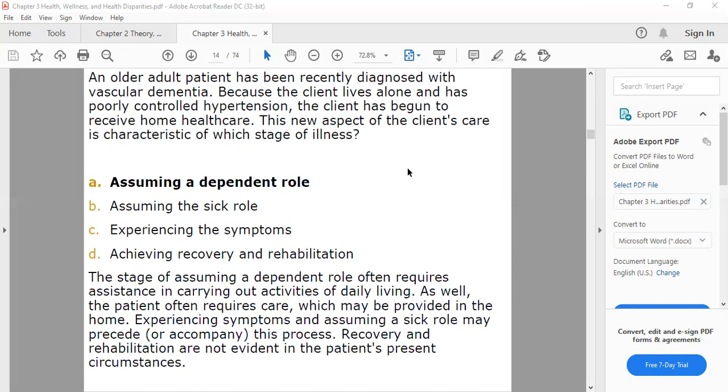Good. Now the reason why this isn't 4 is because they have newly diagnosed hypertension and that's what they're being seen for. So they're accepting the fact that they have this hypertension and that they're going to get care for it. Everybody understand that? They're not recovering. They weren't in the hospital and got treatment for this, and now they're home recovering and getting rehab.